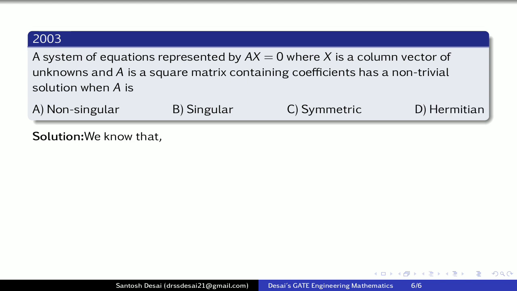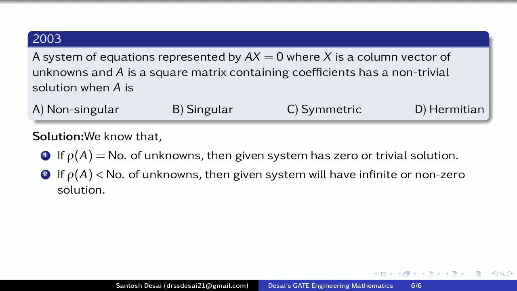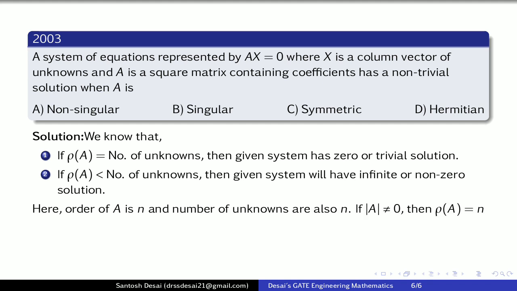Now for the solution, we know that if rank of A is equal to the number of unknowns, then the system has the zero solution or trivial solution. And if rank of A is less than the number of unknowns, then the given system will have an infinite or non-zero or non-trivial solution. Now here the order of A is n and the number of unknowns is also n. So if determinant of A is not equal to 0, then rank of A will be n, and in this case we will get the zero solution.